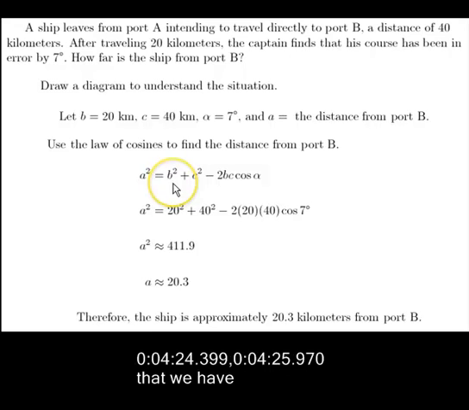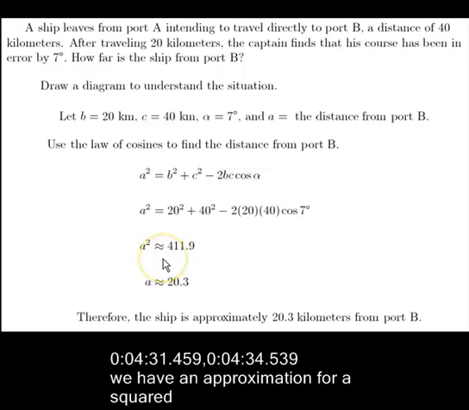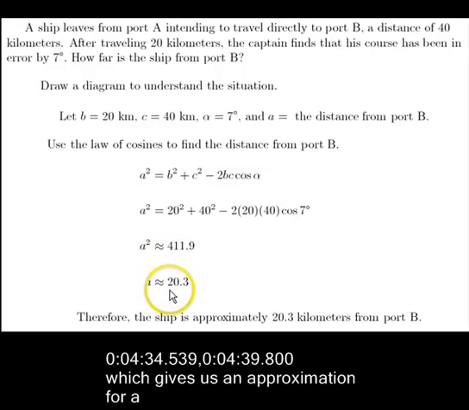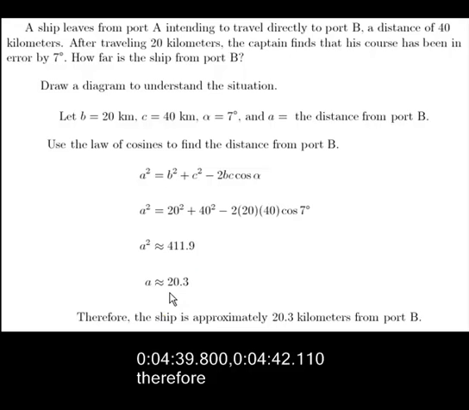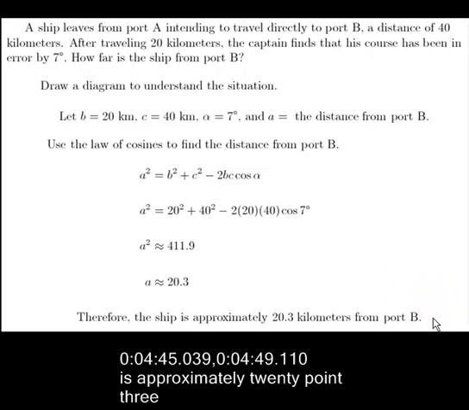So if we substitute the values that we have for B, C, and alpha, we have an approximation for A squared, which gives us an approximation for A. Therefore, the ship is approximately 20.3 kilometers from port B.